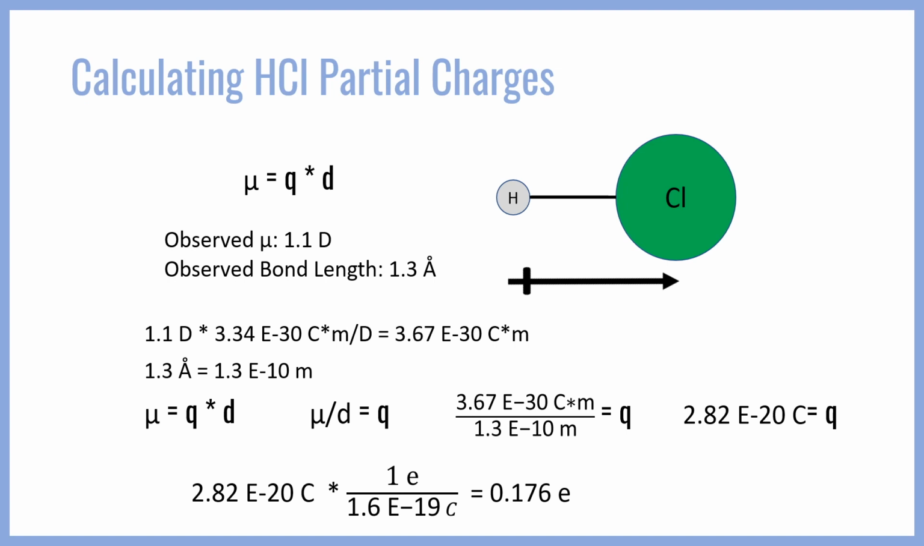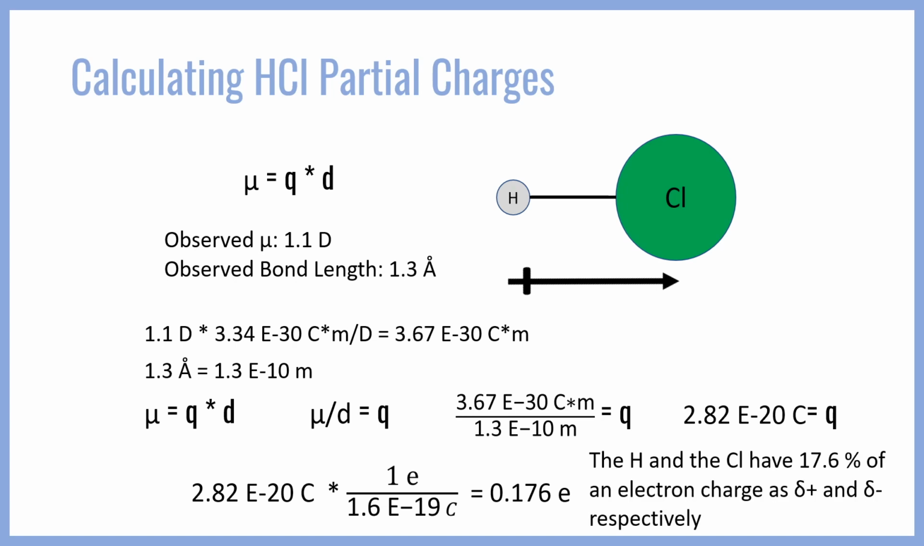Now, this is significant because if we make this a percentage, what this tells us is that the H and the Cl each have about 17% of an electron charge as their positive and negative charges respectively. If this charge were 100%, that would mean that there's one full electron transferred from the H to the Cl. That would be an ionic bond, right? If that were a sodium, we would see a near 100% electron transfer, near 100% charges. So in a way, this percentage value tells us how ionic the compound is.